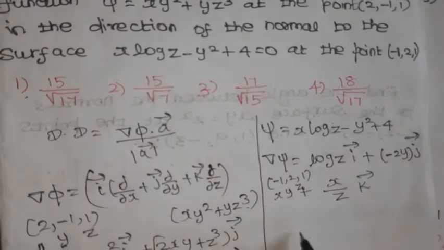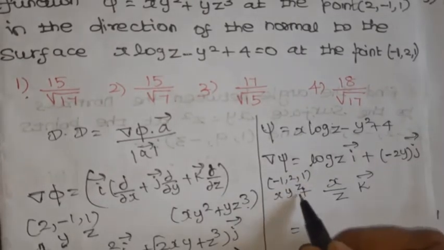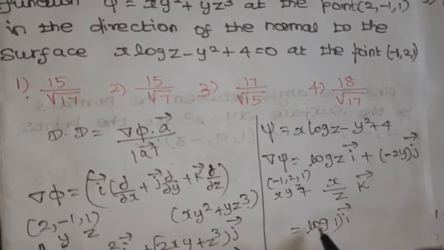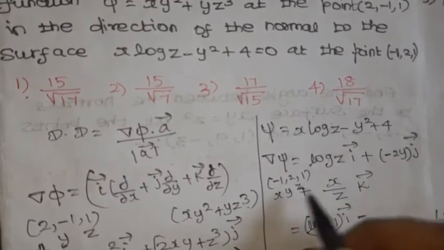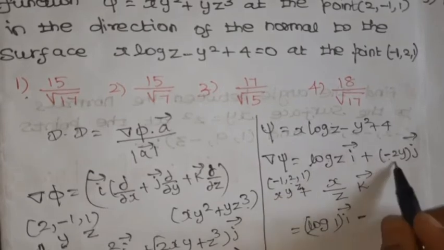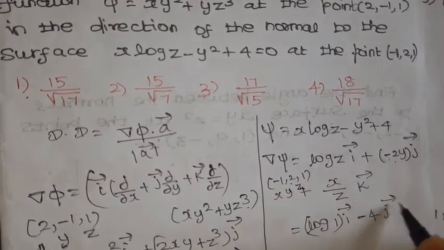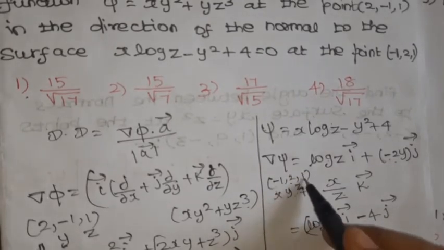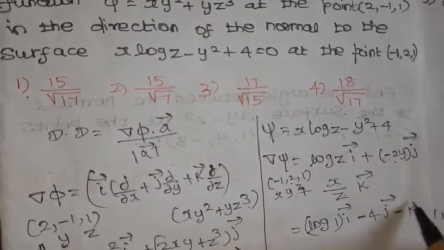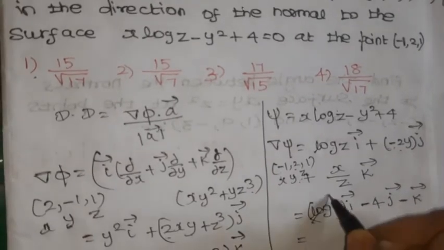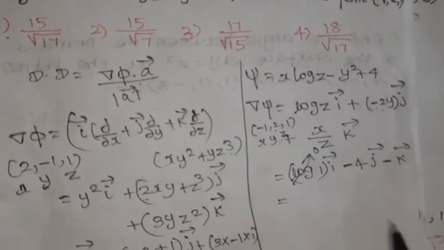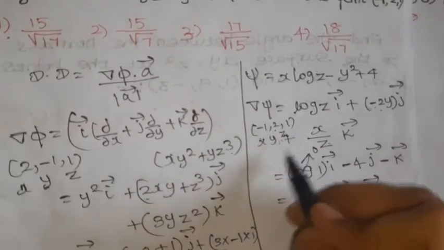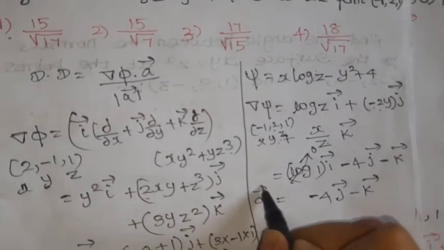So here log 1, since the z value is 1, so log 1 i vector, here -2 into 2, y equal to 2 now, -4 into j vector. What is x? z is 1, -1 by +1, so -k vector. Log 1 is nothing but 0, so -4j - k. So this is del phi at the direction, so take this as a vector.